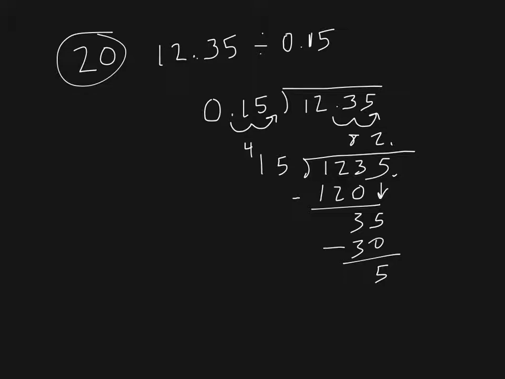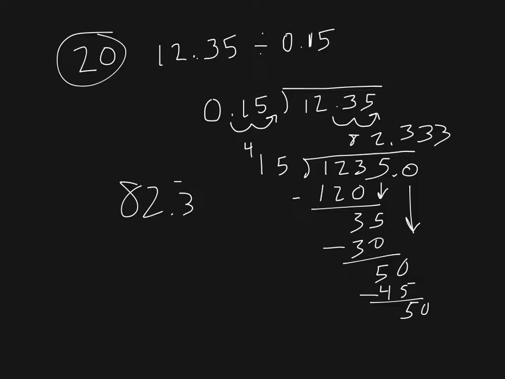Now I got to put a decimal in. Bring down the 0. 15 goes into 50 3 times, which is going to give me a 45, which you'll notice now I'm going to end up having a repeating here. So we're talking about this being a repeating decimal. So my answer on this one is 82.3 repeating.